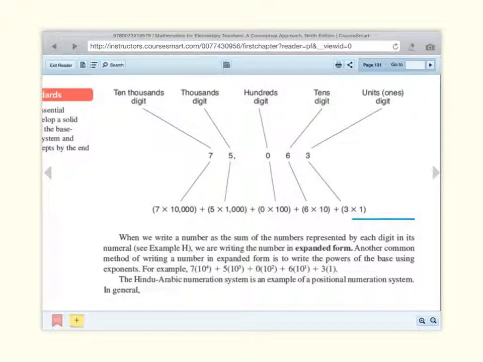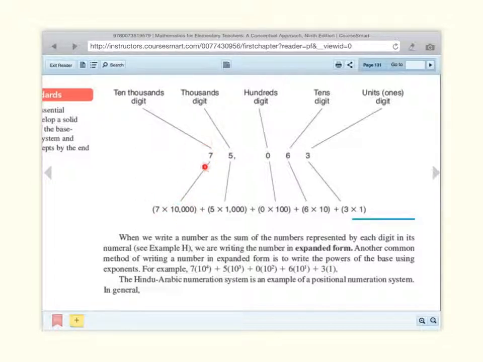You will also be asked on your assignment to rewrite some whole numbers into expanded form. If you take a look on page 131, there you'll see some guidance on how to do that. In this example, we have 75,063. If we were to break it apart, knowing that we're working within base 10, we know what each of those values is and the place that it holds. The units, tens, hundreds, thousands, and 10,000s digit. So we could rewrite those as an expanded sum of multiplications.